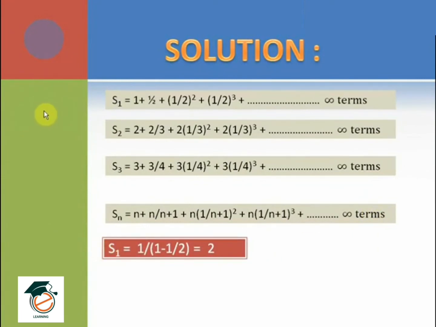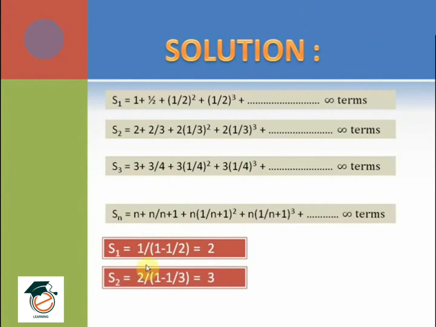We use the formula that sum of infinite terms is equal to a upon 1 minus r, where a is the first term and r is the common ratio. So for S1, a is equal to 1 and the common ratio is 1 by 2. Therefore this would be equal to 1 upon 1 minus 1 by 2. This comes out to be equal to 2.